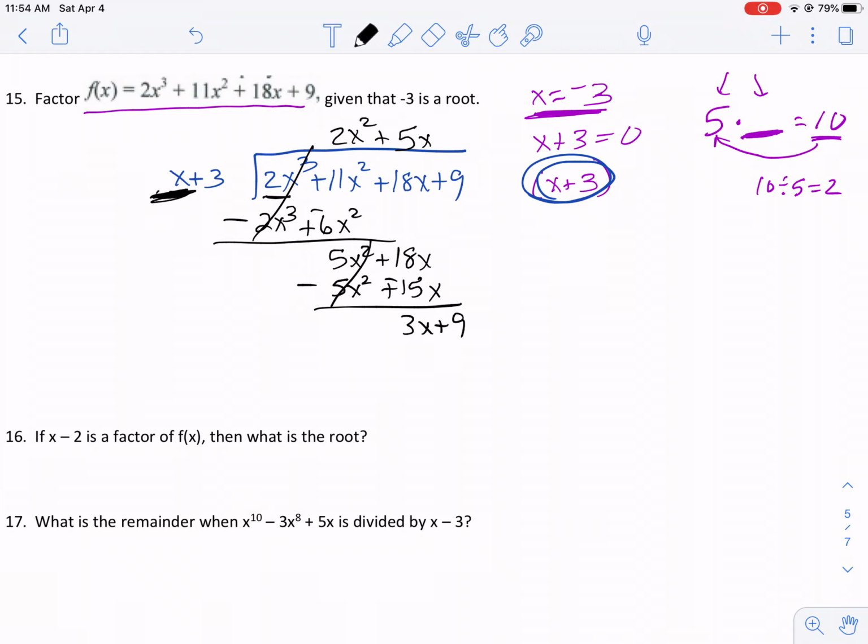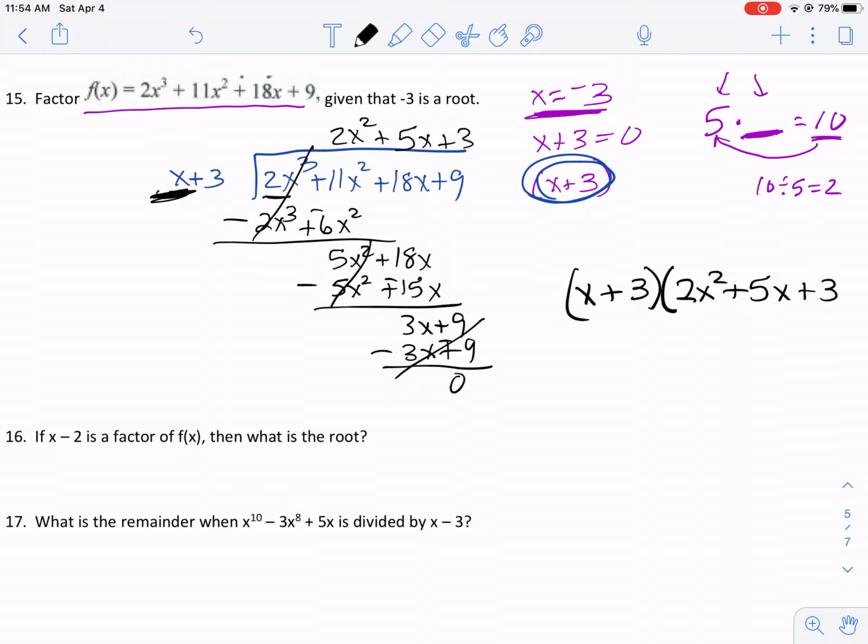I have to multiply the x by 3 to get my 3x, and when I change my signs for the subtraction step, everything cancels out and it goes in evenly, which it should have if it's going to be factoring. So one of the factors is x plus 3. The other factor is 2x squared plus 5x plus 3. And they told us to factor it, so we need to provide both factors. Okay? Now, there is a little hiccup here.